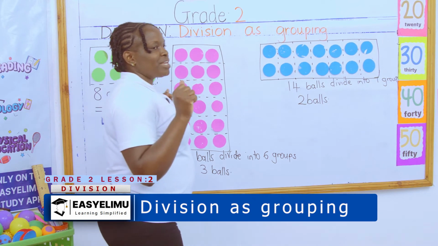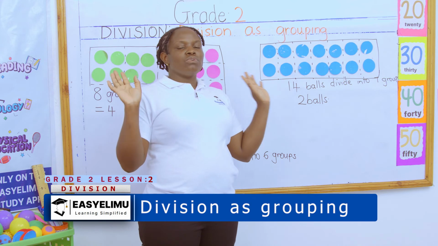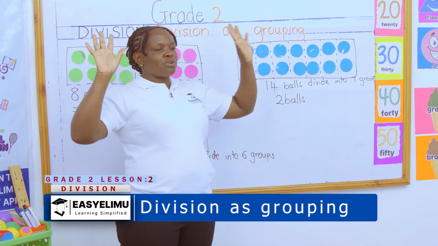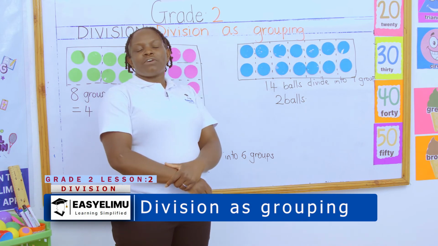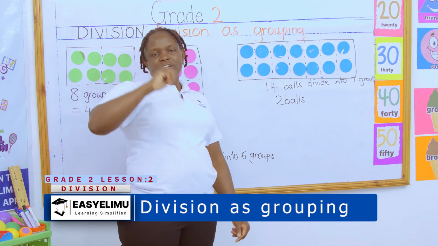Now, I want you to group your fingers. Show me your fingers. How many are they? Teacher, there are 10. Very good. Group them into 2 groups. This is 1 group, this is 1 group. So how many fingers do you have in each group? 1, 2, 3, 4, 5.